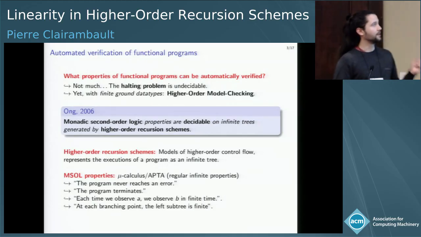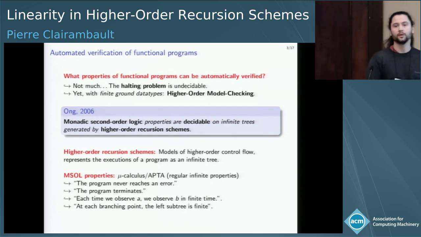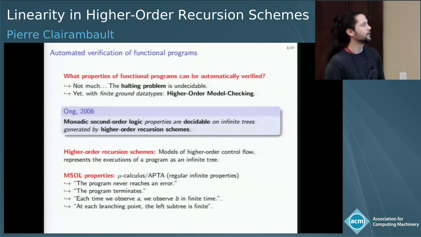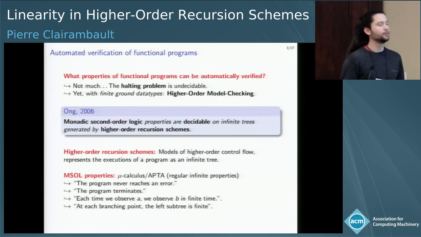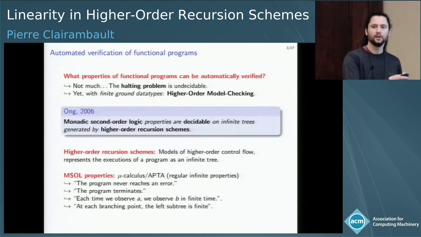And these monadic second-order logic properties, which on trees can be equivalently formulated by mu calculus or by alternating parity tree automata, I'm not going to introduce them formally, but you can think of them as some kind of regular infinite properties of the trees. So they cover things like the program never reaches an error, or maybe the program terminates, or each time we observe A, then we know that we will observe B in a finite time. Or even things like at each branching point, the left subtree is finite.